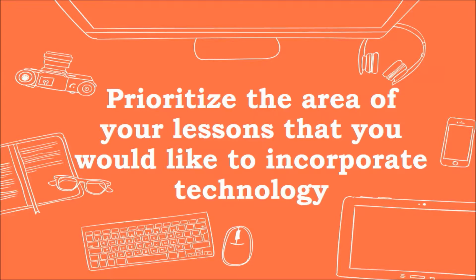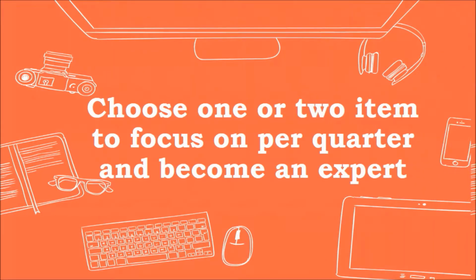Number 5 is choose one item, or 2 if you're feeling really confident, that you want to focus on each quarter and become an expert. So how do you become an expert in the classroom? Well, 1, don't rush the process.